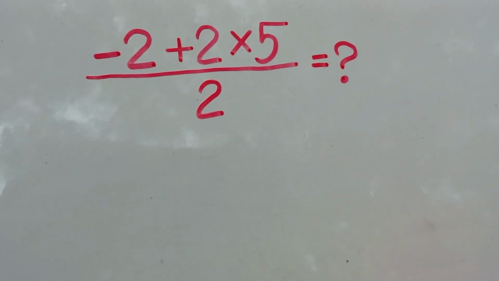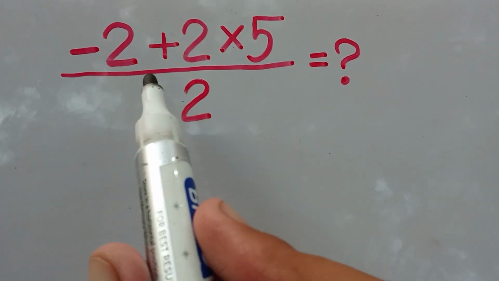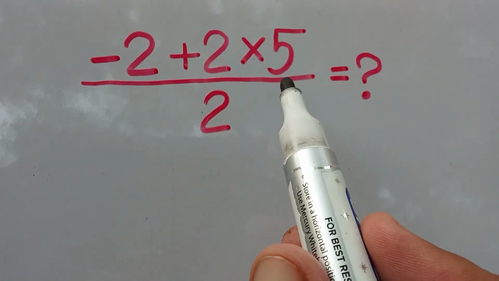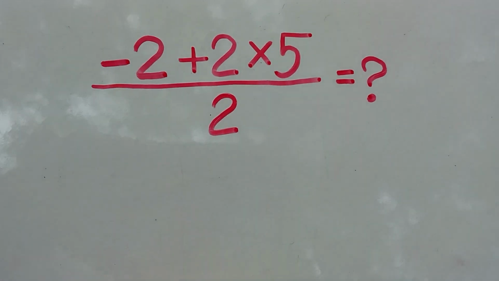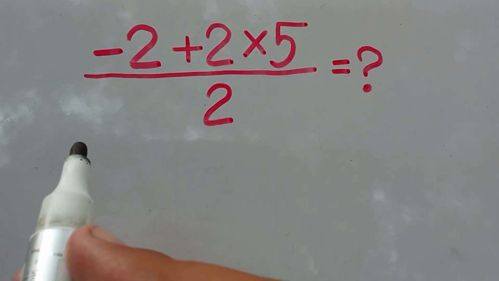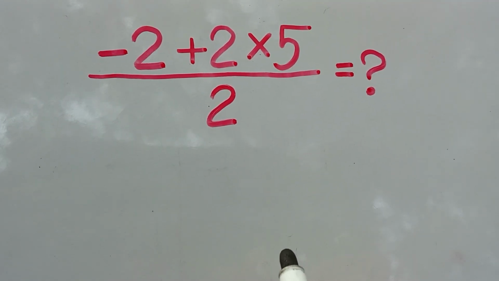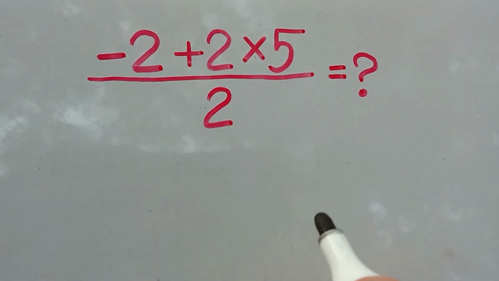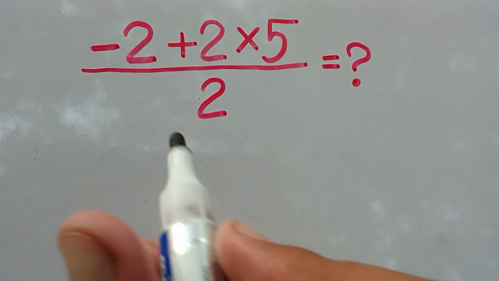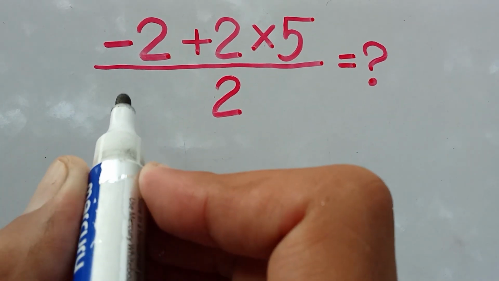Guys, in this video we can find the value of this difficult problem, which is (-2 + 2 × 5) divided by 2. So guys, do not skip this video, because in this video I can tell you about the PEMDAS rule and also about the KCF rule. So don't skip this video because it is very important for you.